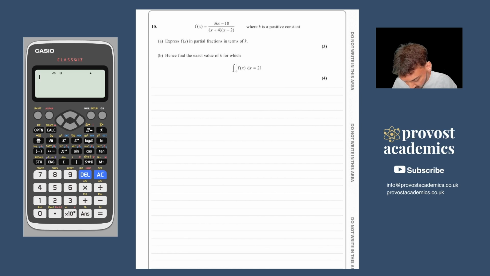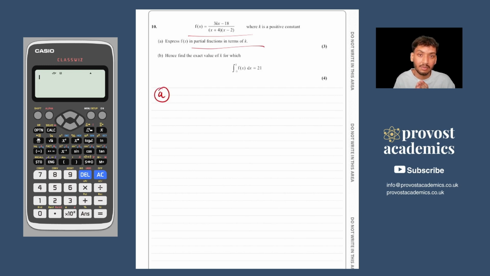Okay, so we're given some fraction. They want us to use partial fractions in terms of k. So it looks like this is just linear factors, your very standard partial fractions. And do let me know if you'd like a video on partial fractions. I'm thinking of doing it at some point, going over all the different cases that you need to know for partial fractions. But in this case, it's a linear factor.